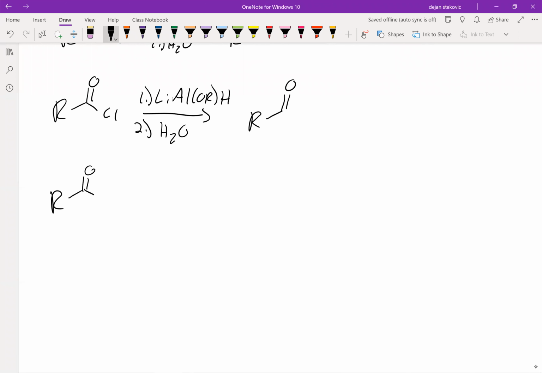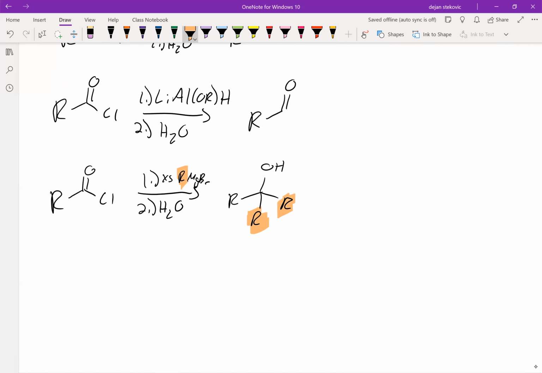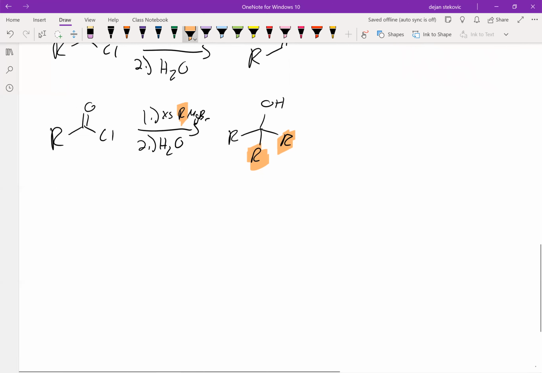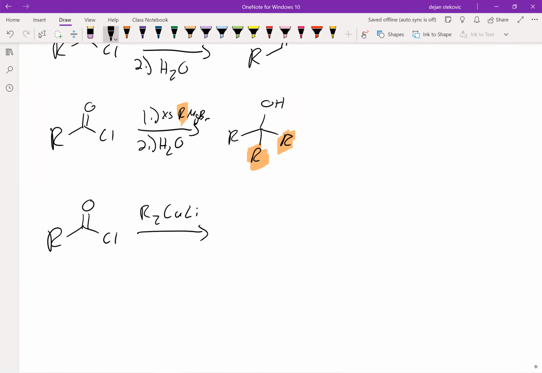We could do Grignard reactions with this, which would take us all the way down to the alcohol and add 2 equivalents of whatever you're adding, right? So these R's come from the Grignard. If we wanted to just add 1 equivalent, we could use a milder reagent. So instead of using this magnesium bromide, we could use this R2 copper lithium. This is known as the Gilman reagent.